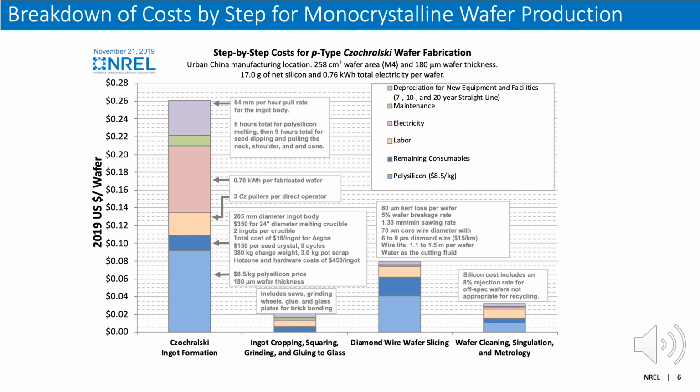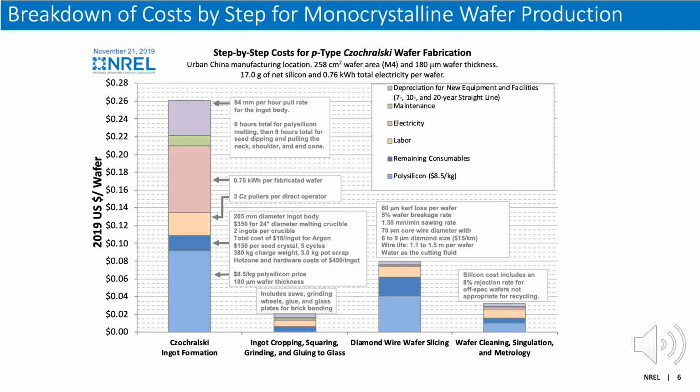So here are the cost-by-step results for monocrystalline p-type wafer production. You can see a lot of the information about the reference design and scenario details are listed in the title, and other input data is shown throughout the figure. From these results, it's obvious that ingot growth is more expensive than wafering, and it's very energy intensive.